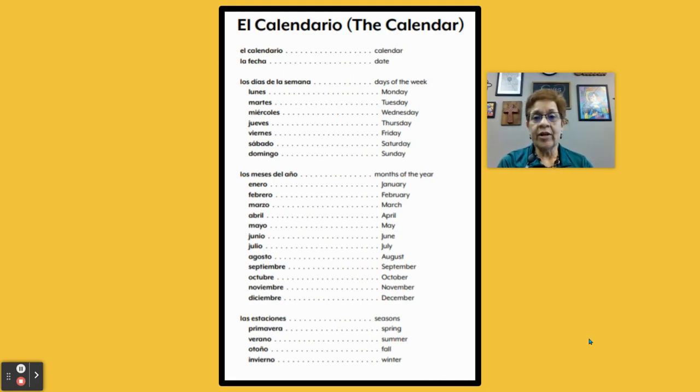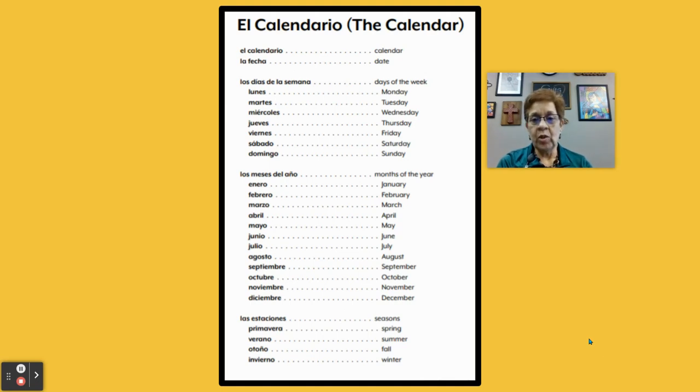The next category is days of the week. So repeat then. Los días de la semana. Otra vez. Los días de la semana. Now we'll go through the days of the week, Monday through Sunday, and then we'll repeat it once again.